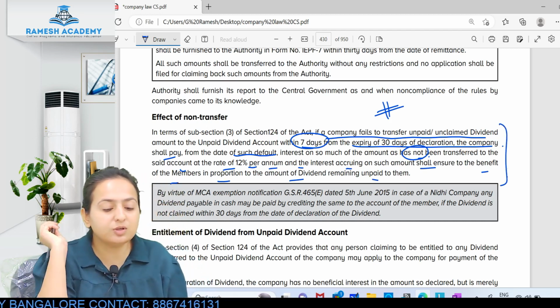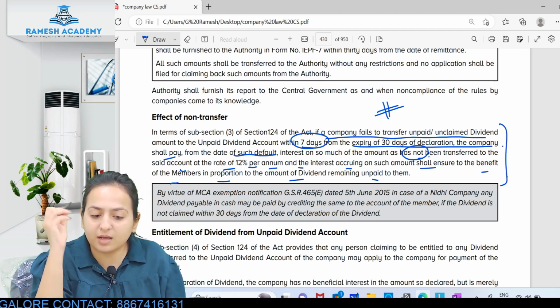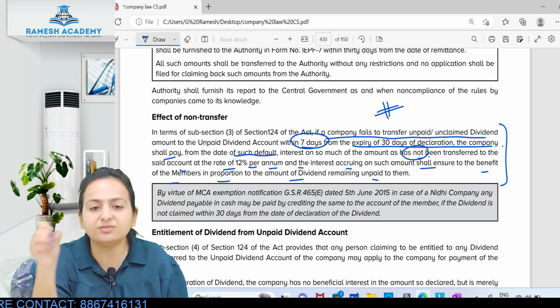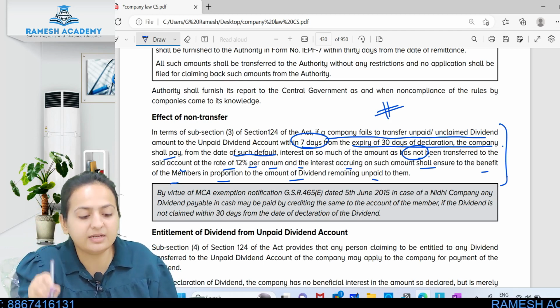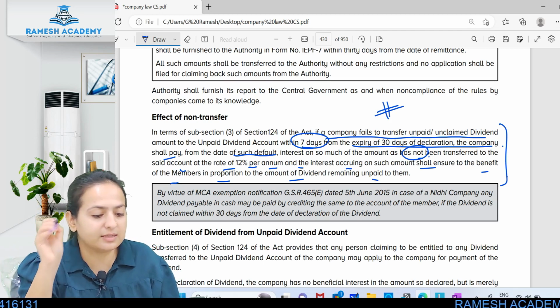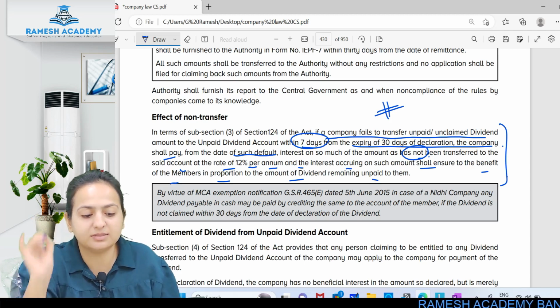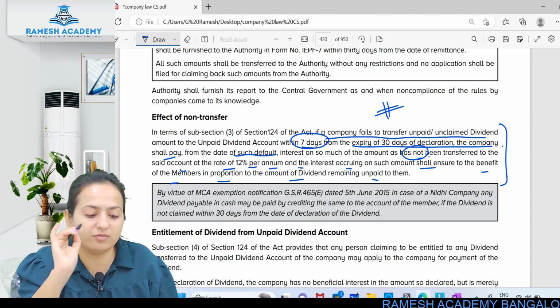Suppose you have not paid within 7 days from the expiry of the 30 days from the date of declaration, then definitely interest at the rate of 12% will be applicable on that account.